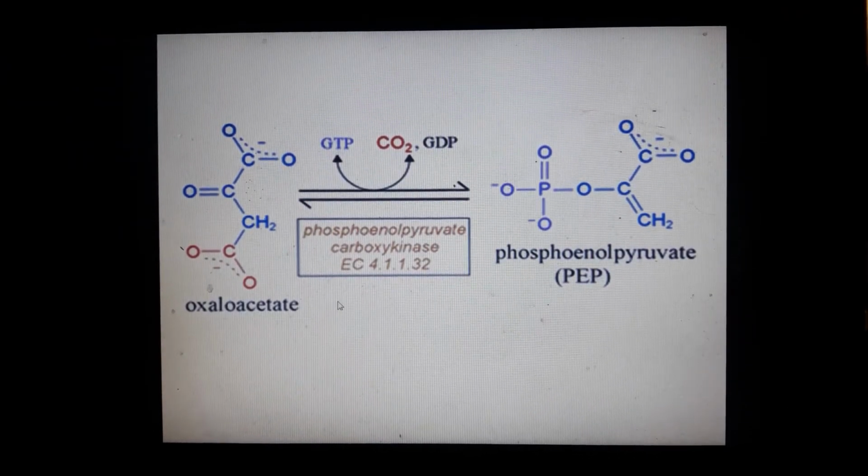So this one is the reaction. Oxaloacetate is converted to phosphoenolpyruvate by phosphoenolpyruvate carboxykinase. In this phosphorylation process, GTP is converted to GDP. This is the removal of the carboxyl group. The reaction is considered to be reversible.